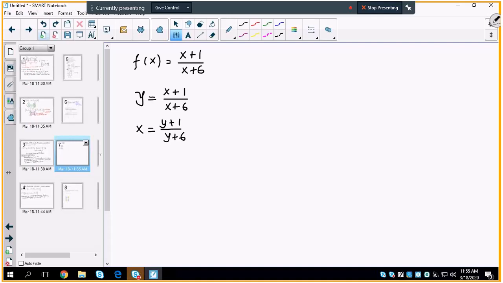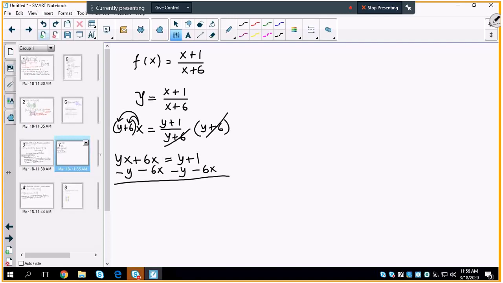Then in order to solve it for y, in step 3, I multiply both sides by y plus 6. The same factors y plus 6 and y plus 6 on the right hand side, from top and bottom, you cancel them, no denominators. On the left hand side, you start distributing. You get yx plus 6x equal to y plus 1. I'm solving for y, so get the y terms on one side, everything else on the other side. So I get yx minus y equal to 1 minus 6x.